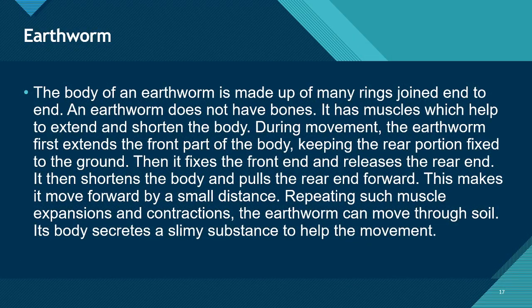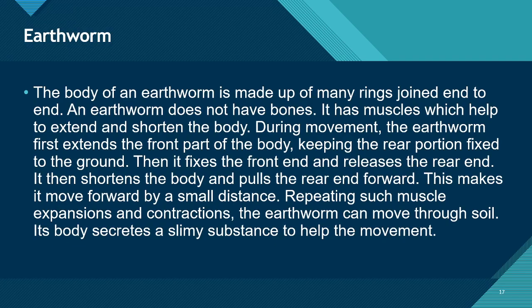The first animal is the earthworm. The body of an earthworm is made up of many rings joined end to end. An earthworm does not have any bones. It has muscles which help to extend and shorten the body.